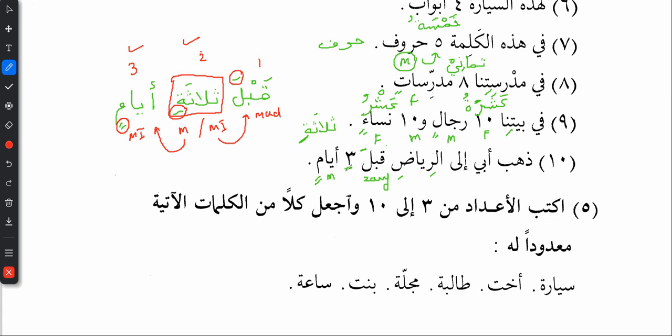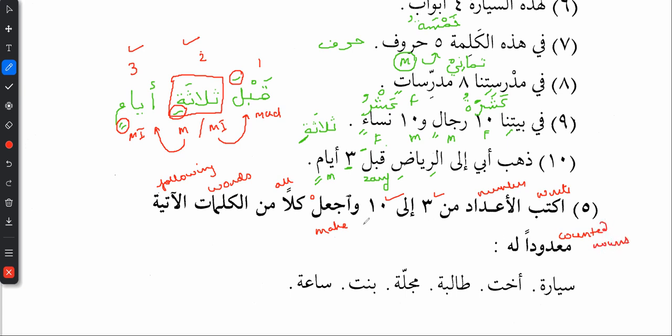And now, uktub al-a'dad min 3 ila 10, meaning write the numbers from 3 to 10. Wa ij'al, ij'al means and make, this is a command. Make kullan, all, min al-kalimat, from the words, this is plural, al-atiya, following, ma'adudan lahu, counted nouns for these numbers 3 to 10.